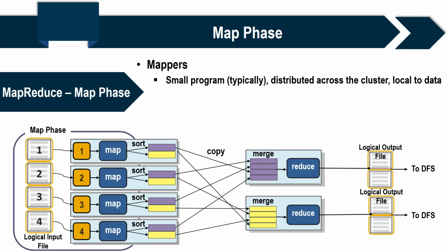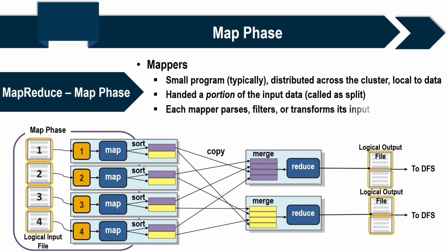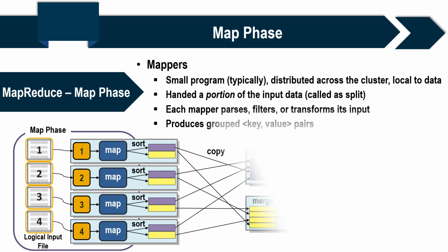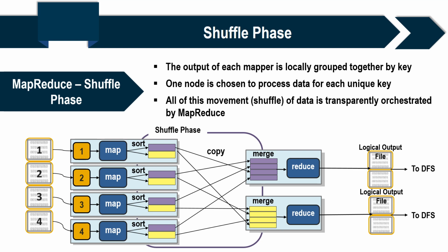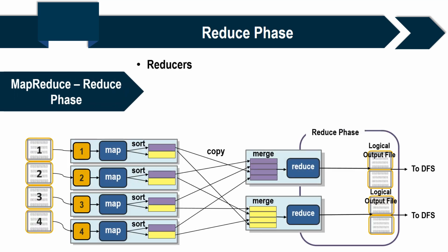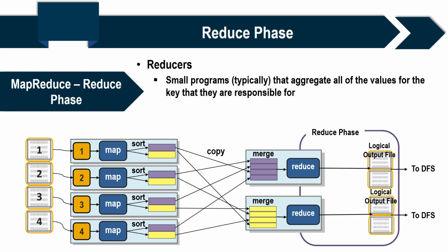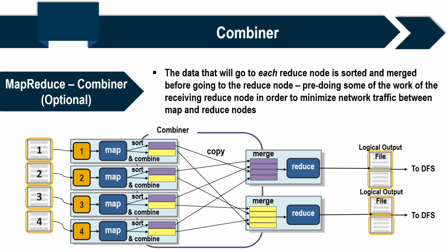So let's look at the map phase. The map phase is a small program distributed across the cluster, which is local to data. It handles a portion of the input data. Each mapper parses, filters, or transforms its input and produces grouped data, which is in key-value pairs. In the shuffle phase, the output of each mapper is logically grouped together by key. One of the nodes is chosen to process data for each unique key, and all of this movement of data is transparently orchestrated by MapReduce. The next phase is the reducer phase, which takes the shuffled data and applies the reduce algorithm to generate the reduced output. Then you have the combiner phase, which is an optional phase and acts as a semi-reducer.